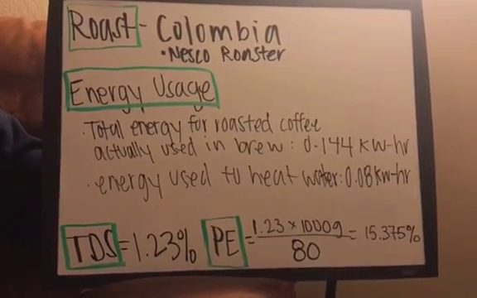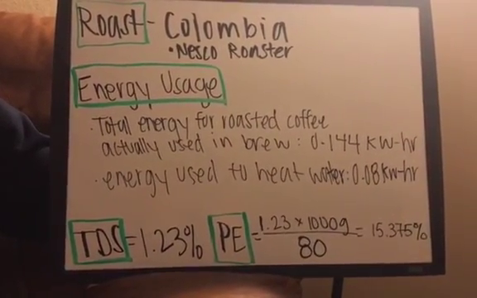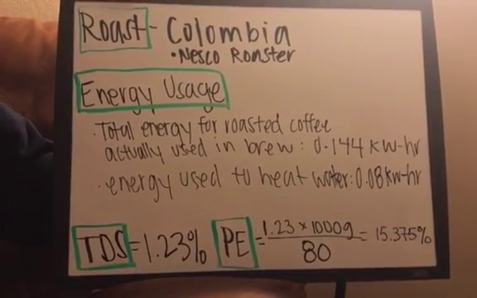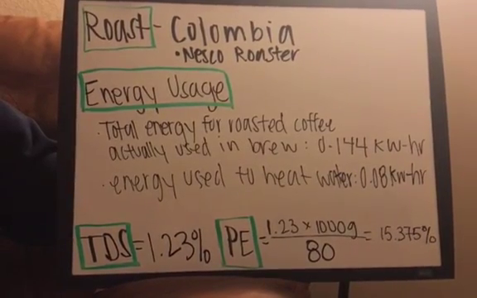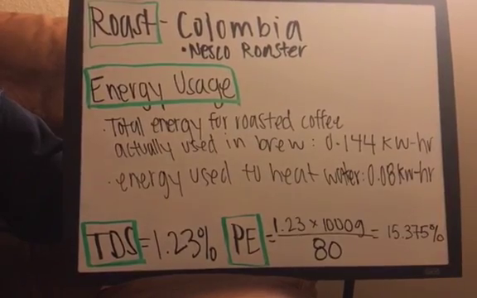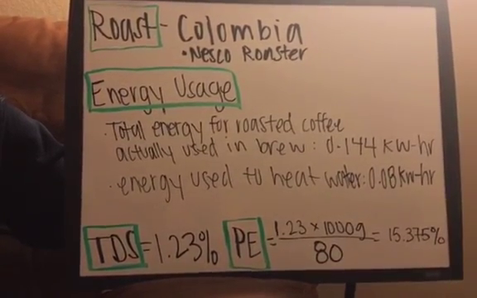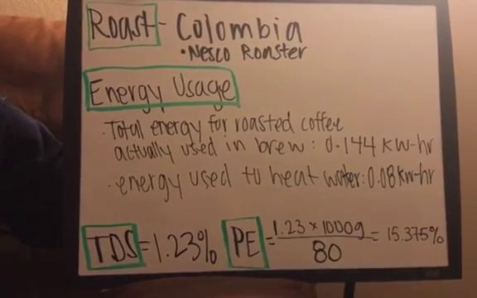The ideal range for percent extraction was from 18 to 22% for ideal coffee, and ours landed in the weak to sour bracket. And that is all for roast, energy usage, TDS, and percent extraction.